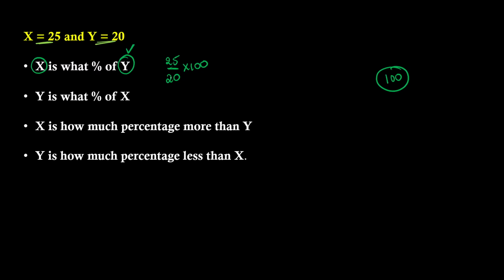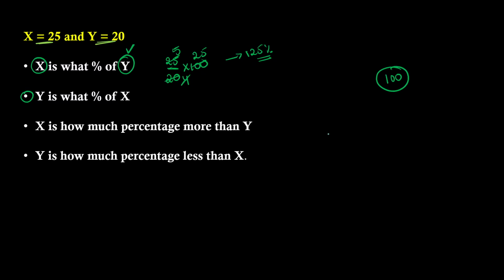If you simplify this, 5 times 4, 5 times 5, and then 4, 25 times 100. So your answer will be 125. So 125%. So x is what percentage of y? It's 125% of y. Let us look at the second question now.